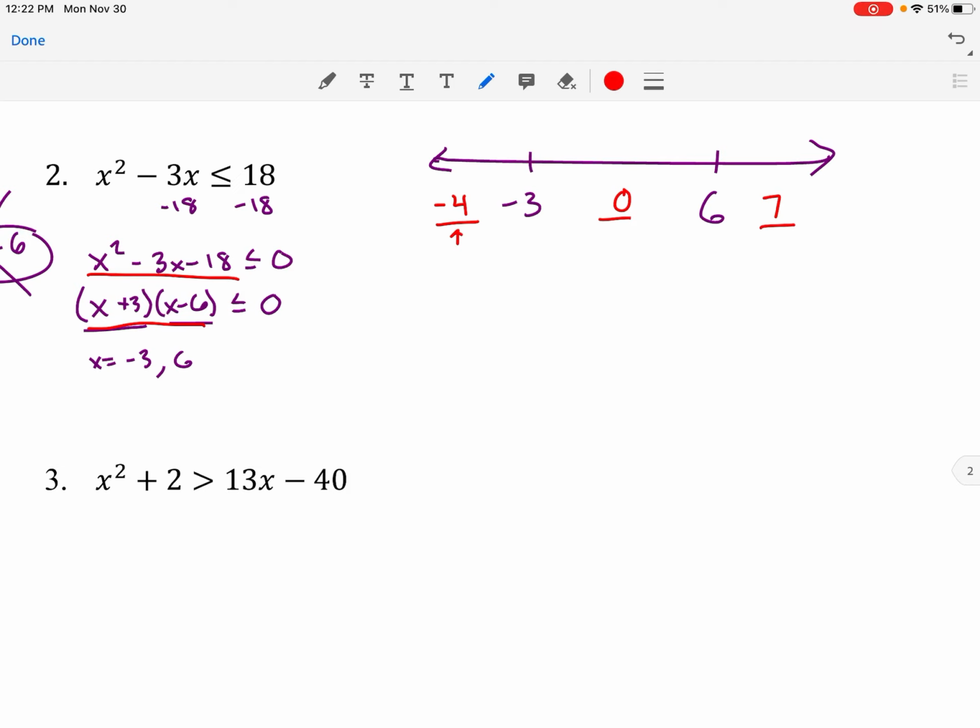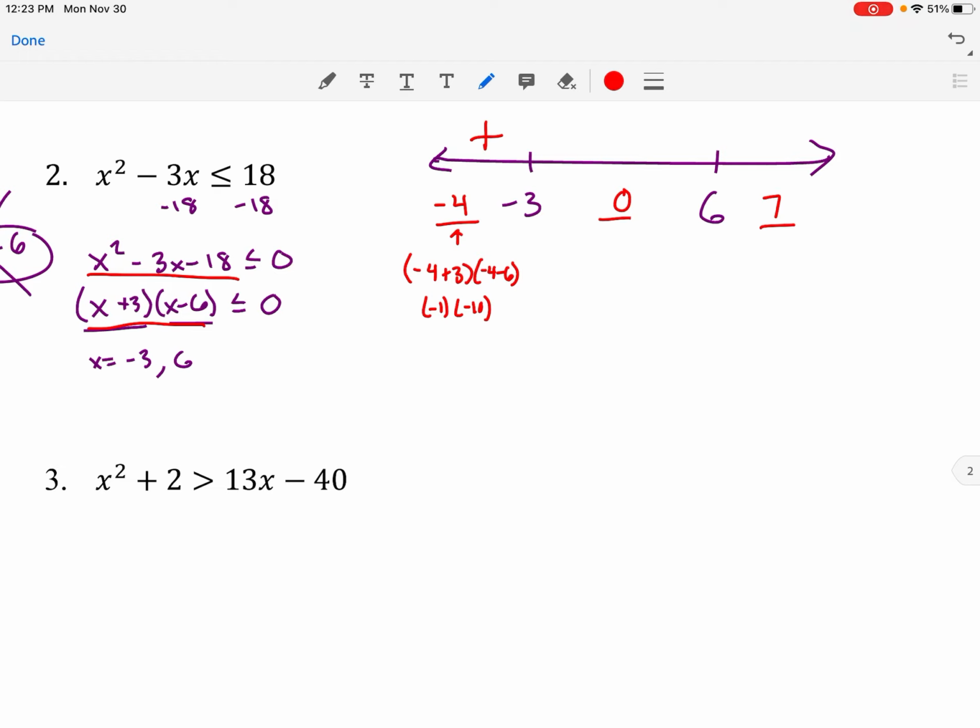So let's do negative 4, and I'm going to do the factored version. So negative 4 plus 3. That's just easier for me to see whether it's going to be positive or negative. Negative 4 minus 6. That's going to be a negative number. This is going to be a negative number. So this is going to be a positive section. So all the numbers there are going to have positive answers.